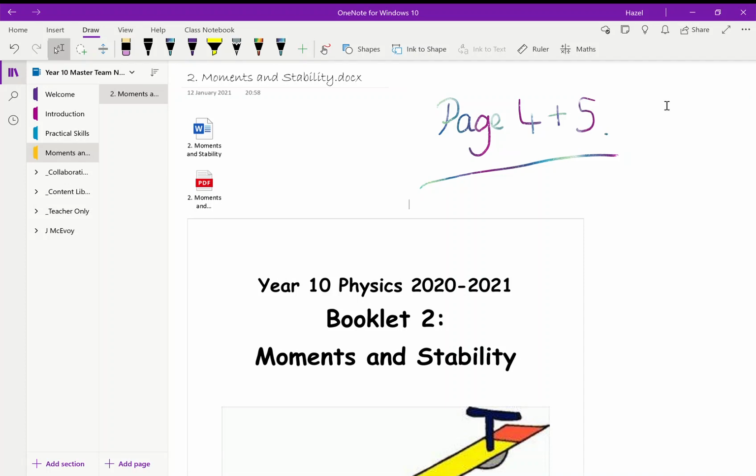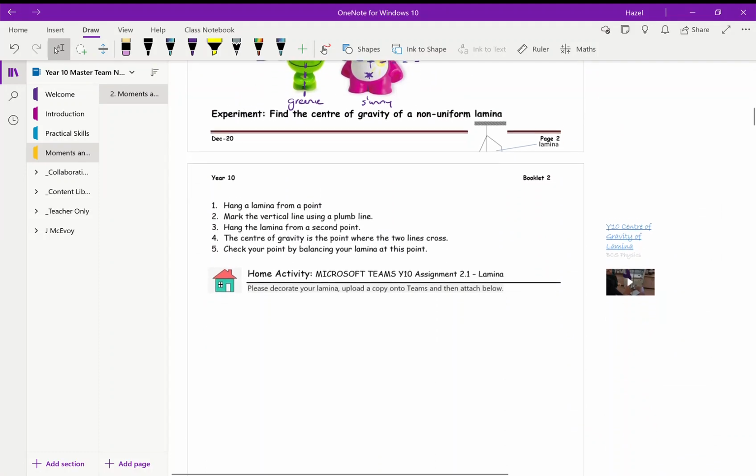In this video, we're going to talk about stability and also how it connects in with centre of gravity, which we learned about last week. So just a reminder that centre of gravity is the point where all weight appears to act. And today we're working on page 4 and 5 of our moments booklets.